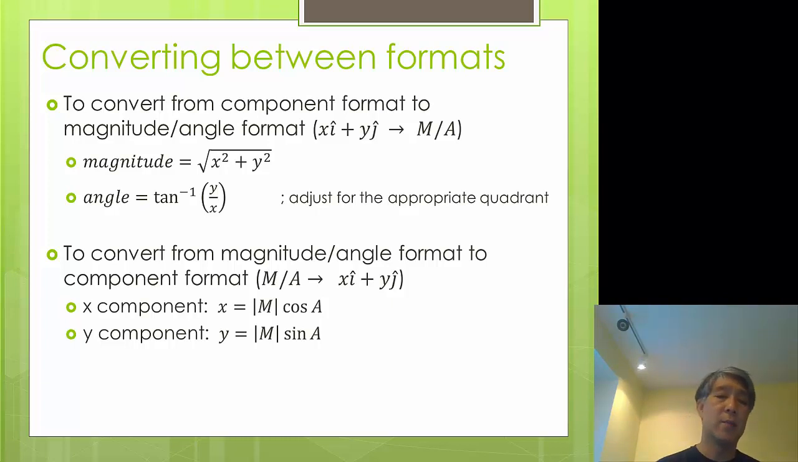To convert from the magnitude angle format to component format requires you to use the trigonometric formulas. The x component is going to be the magnitude times the cosine of that angle. The y component is going to equal the magnitude times the sine of the angle. We need to be very fluent with this conversion between formats and not have to spend time thinking about how do I go from one to the other.